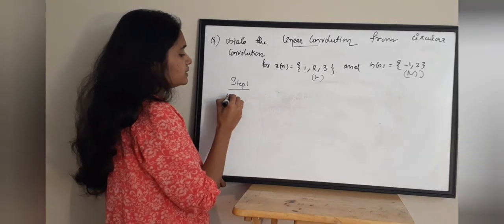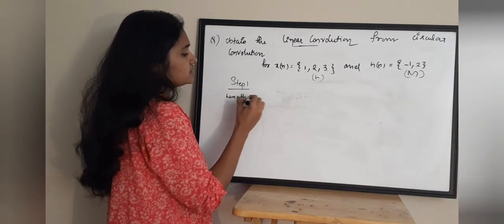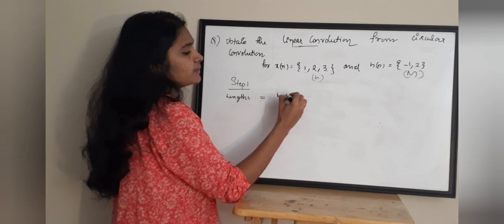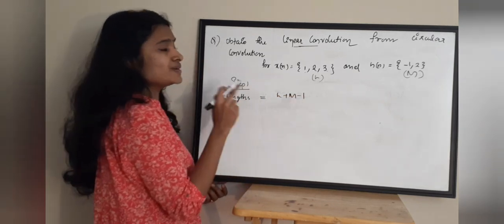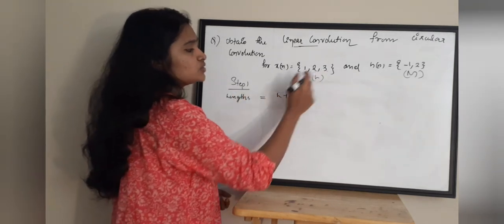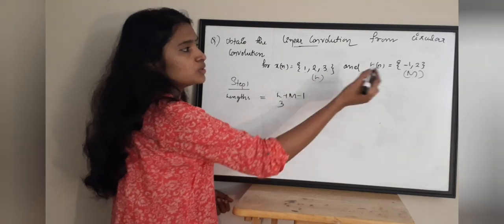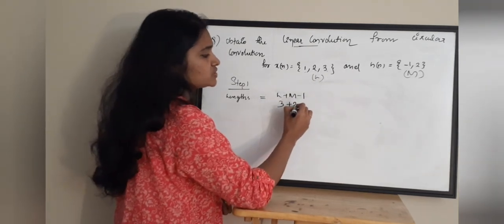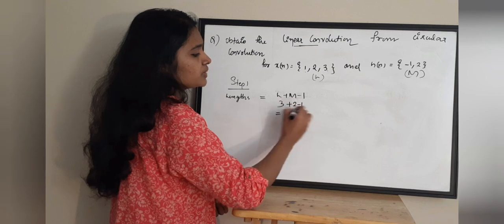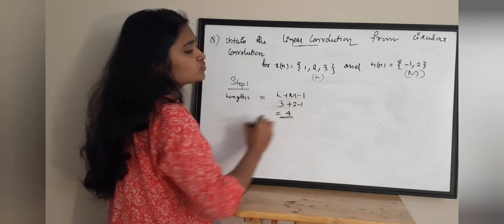So make the lengths equal to L plus M minus 1. So for this question, your L value is equal to 3, your M value is equal to 2. So 3 plus 2 minus 1, which is equal to 5 minus 1, and the answer is 4.